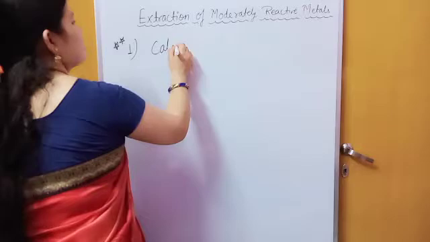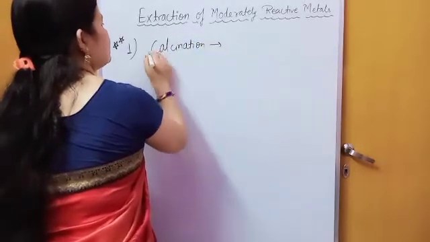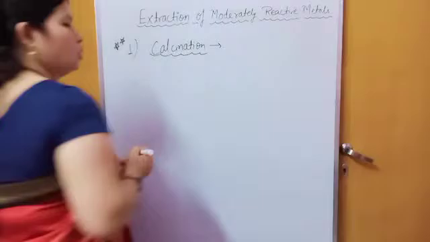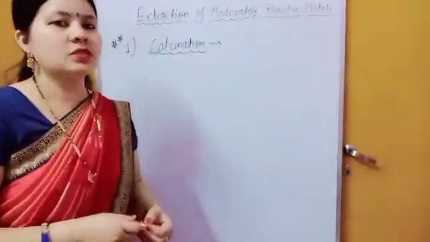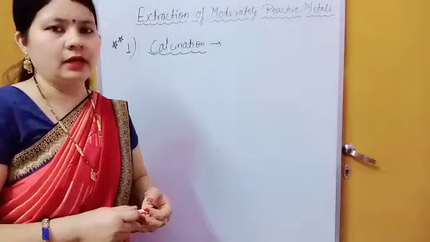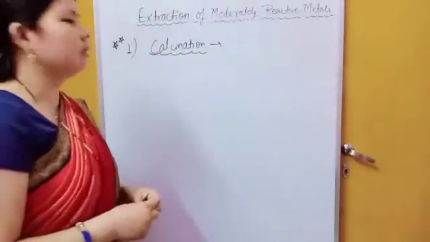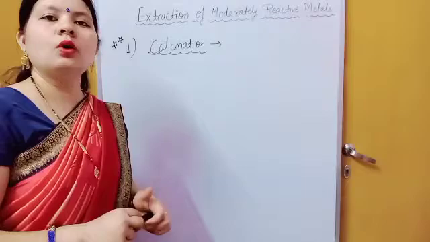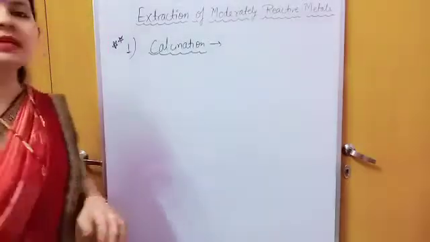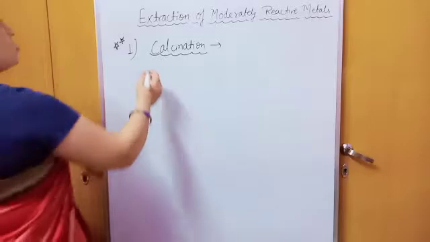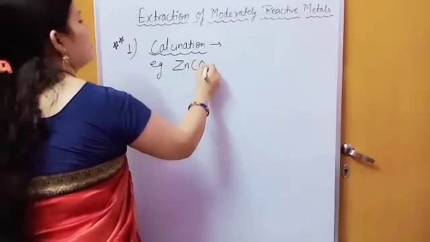The first process is calcination. Generally calcination is used to convert carbonate ore into oxide ore in the absence of air, meaning no oxygen. So the process of converting carbonate ore into its oxide ore in the absence of air is known as calcination.